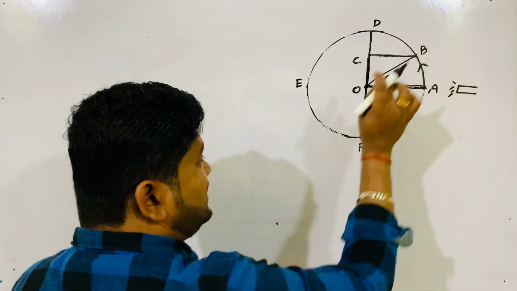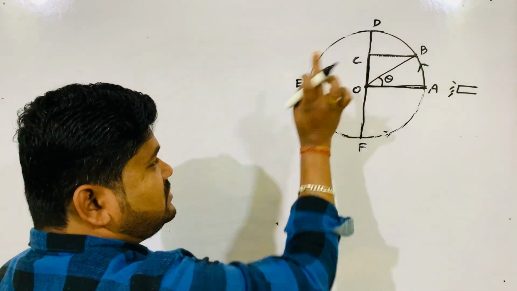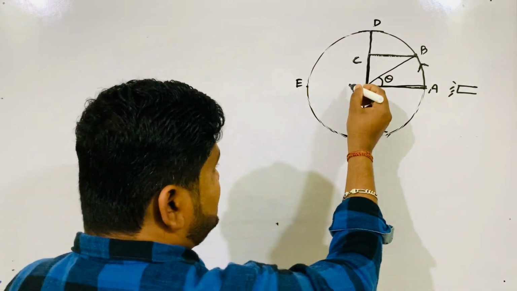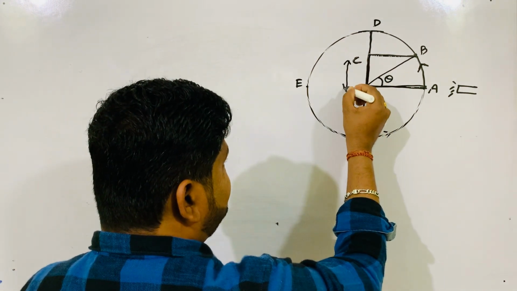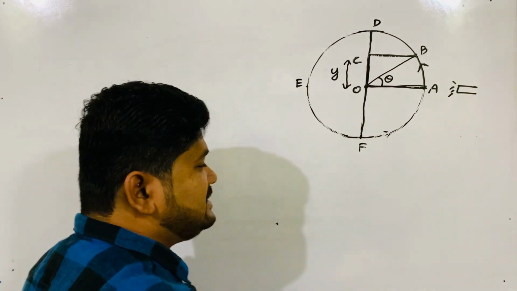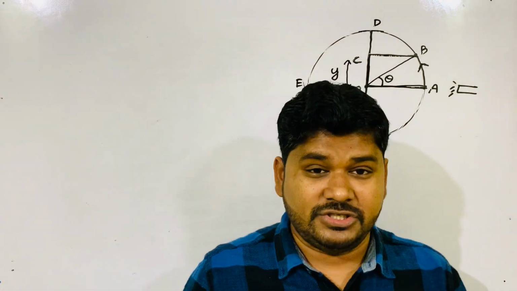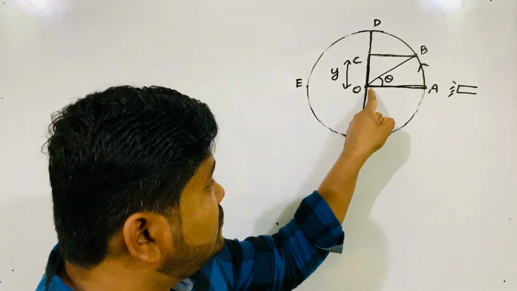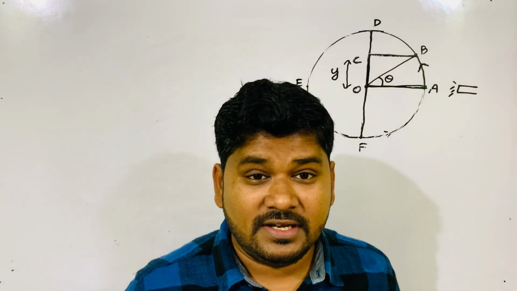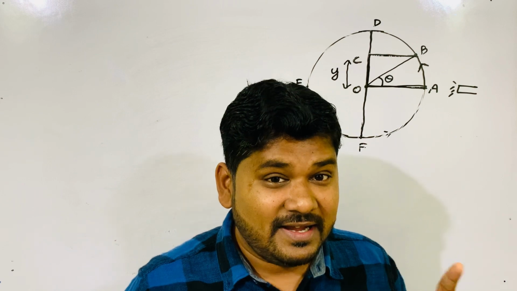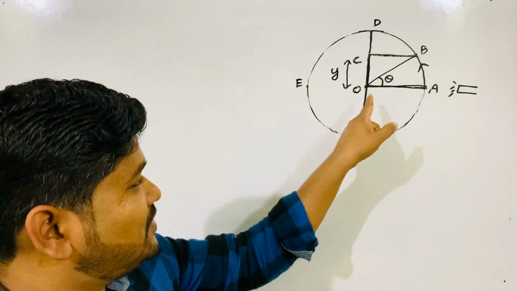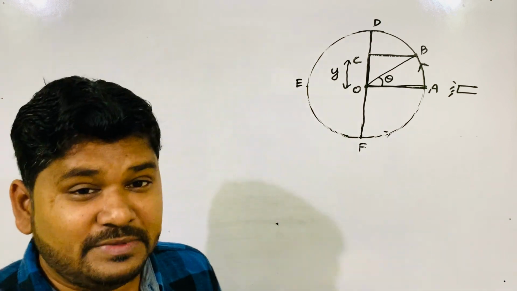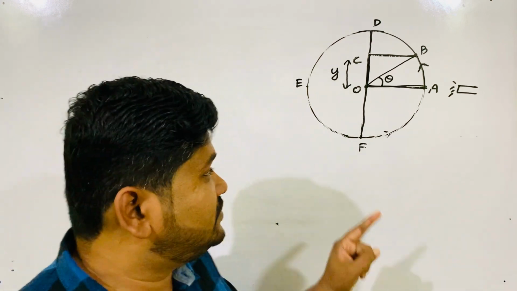But in SHM, when the body goes from A to B in the circle, the projection goes from O to C. O to C means this is the displacement. This is simply the displacement y from the mean position, and its maximum value is O to D, which is called the amplitude. The maximum displacement on either side of the mean position is called the amplitude.